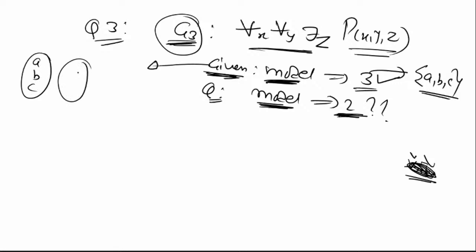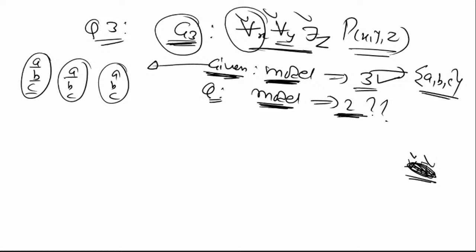So let's consider this situation. A, B, C, A, B, C, because there are three quantifiers. He's saying for all x, means for A, for B, for C. Here also for all y, means A, B, C, there exists a Z. Now what I'm going to try to do is this. For this A comma A, there exists a Z. So let's take that Z to be B.